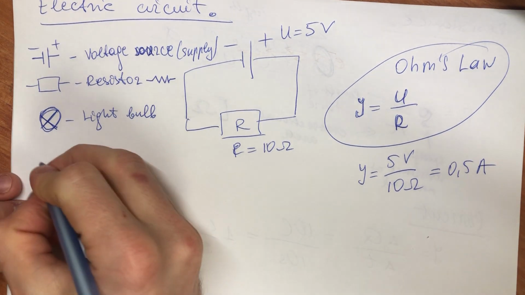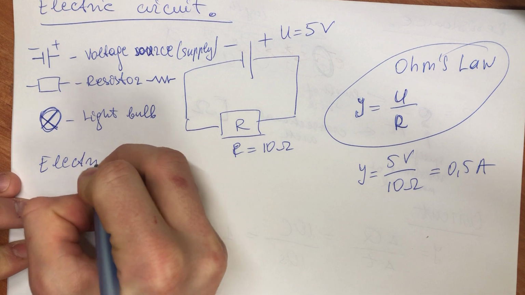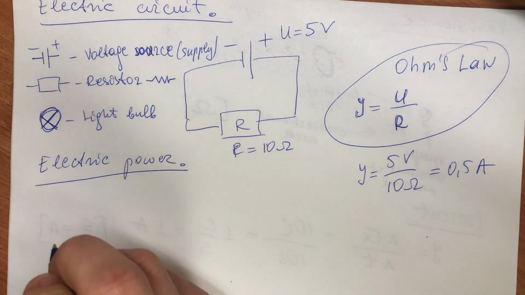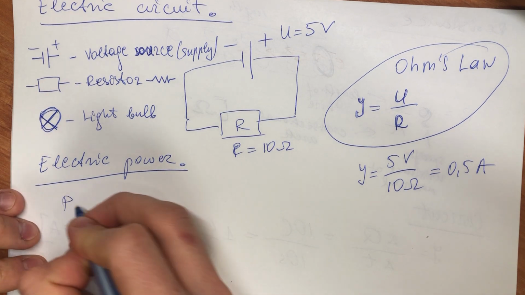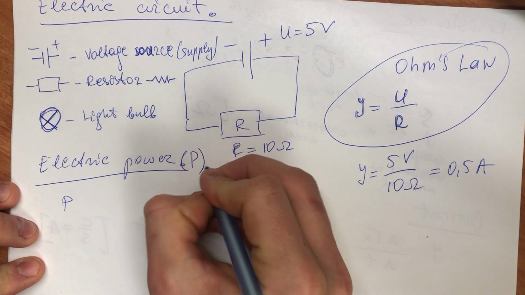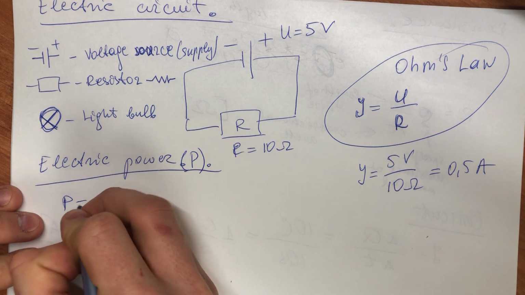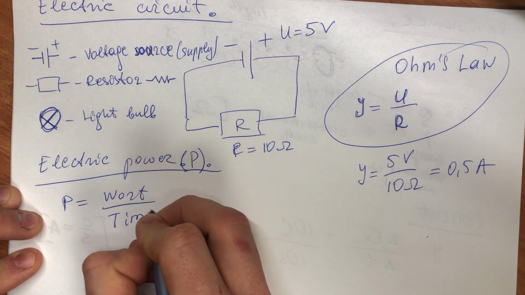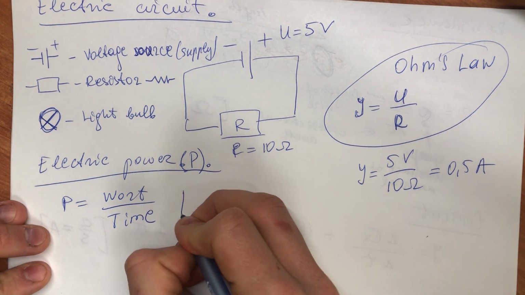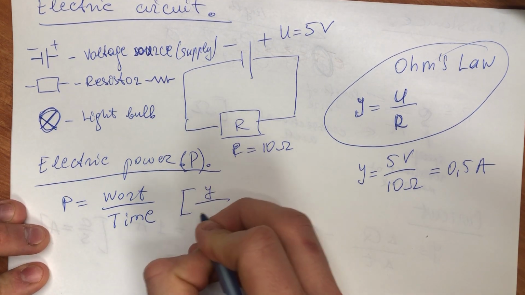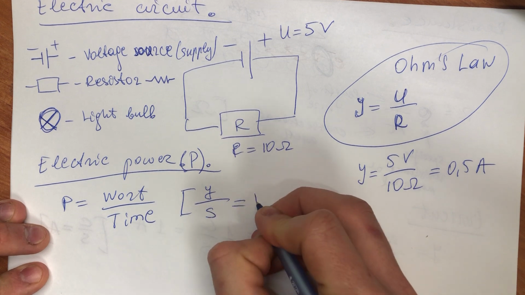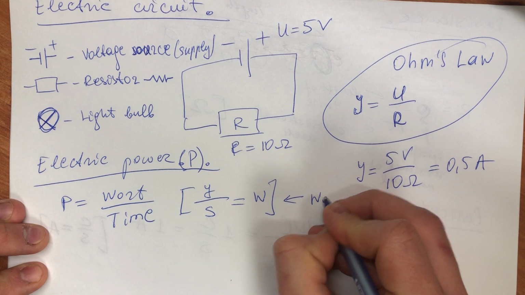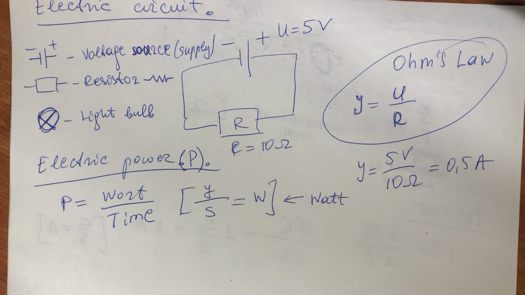Now electric power. What is power? Power P, let's write it P. Electric power P is work divided by time. And the units are work units, joules, divided by time units, seconds. Joules per second is the watt.